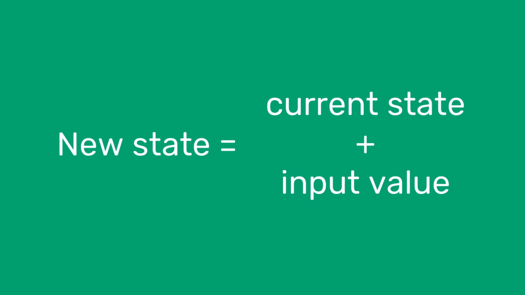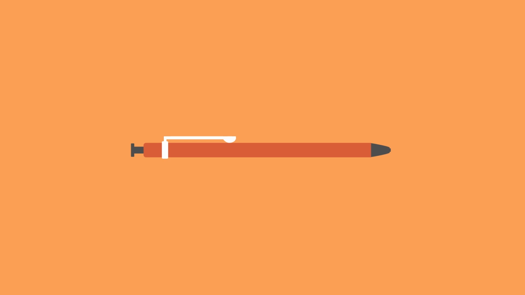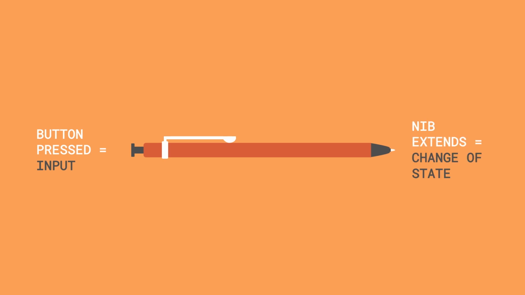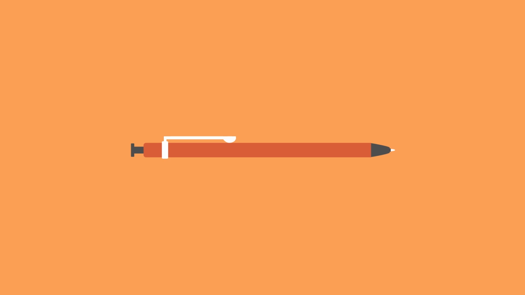Now, we need to mention a key feature of a finite state machine, which is that the state it changes to is based on both the current state and the input value. To demonstrate this, think about a ballpoint pen, which is a simple example of a finite state machine. When you apply the input, i.e. you pressing the button, the machine changes state so that the pen nib extends. However, when you press the pen's button again, the nib retracts.